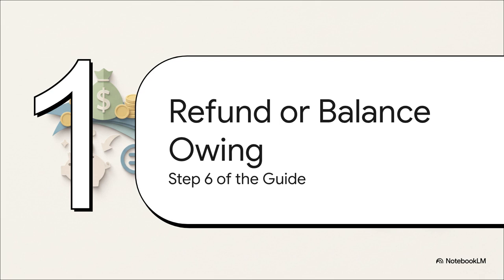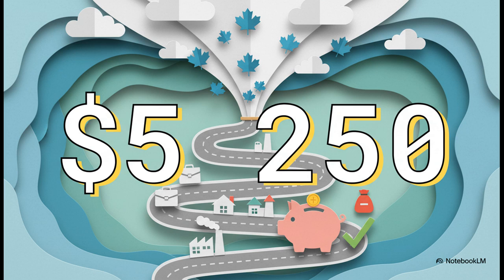And that brings us to the final step, the moment of truth. Step 6, the final reconciliation. This is where we take all the numbers we've calculated and figure out the final tally. Are you getting money back, or do you have to pay? So, once you've used up all your coupons, your non-refundable credits, you're left with what's called your net federal tax. So in our little example here, let's say that number is $5,250. That is your official federal tax bill for the year.